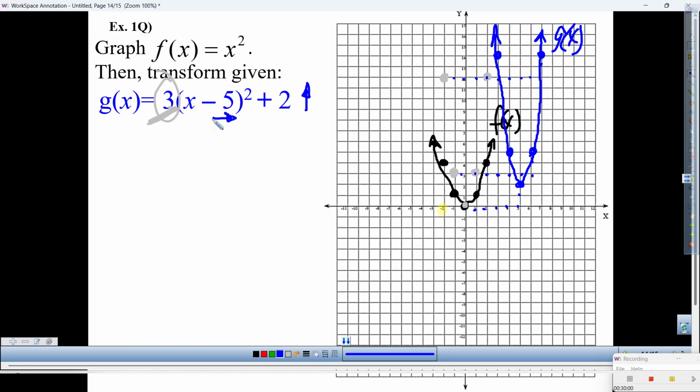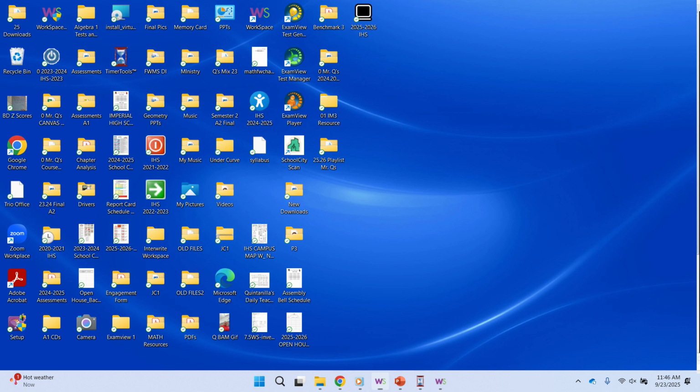So question, did we move it to the right and up? Yes, but before that, what did we do? We stretched it because it was a multiplier of 3. All right, let me send you a screen so you can send me your graph. I want to see your transformation. Second. Send that in, please.